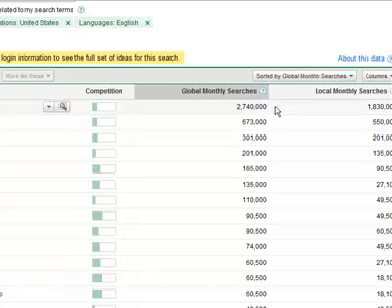If we were a local website, if we had a brick and mortar store or a service that was more geographically specific, then we would want to check by local monthly searches instead of the global monthly searches.